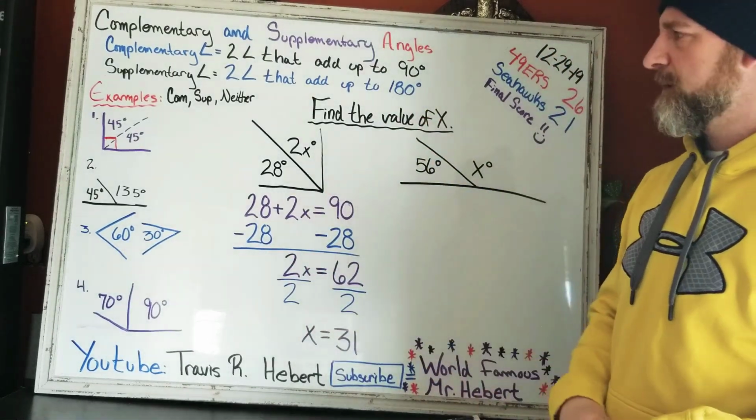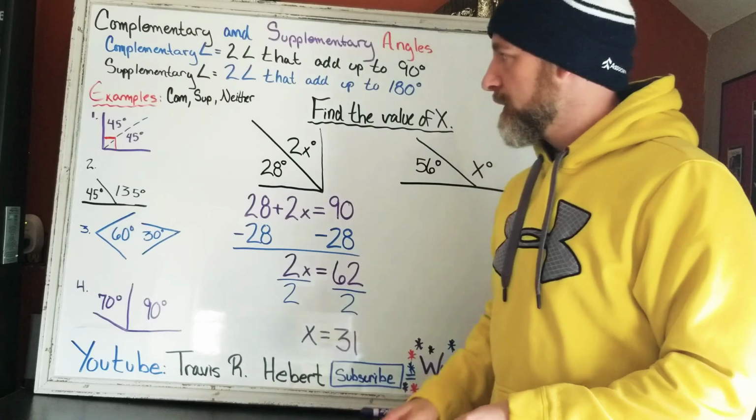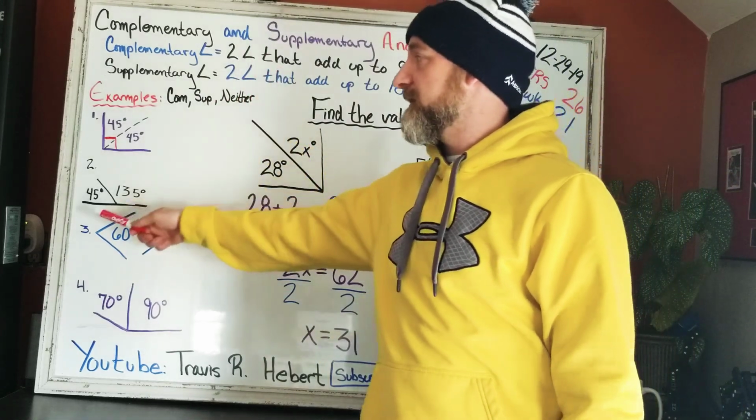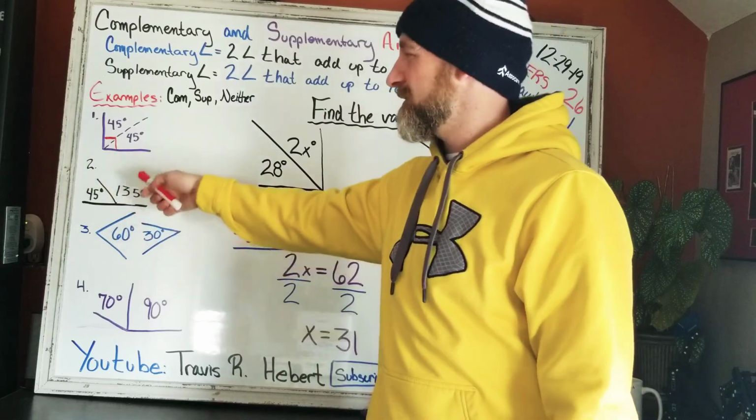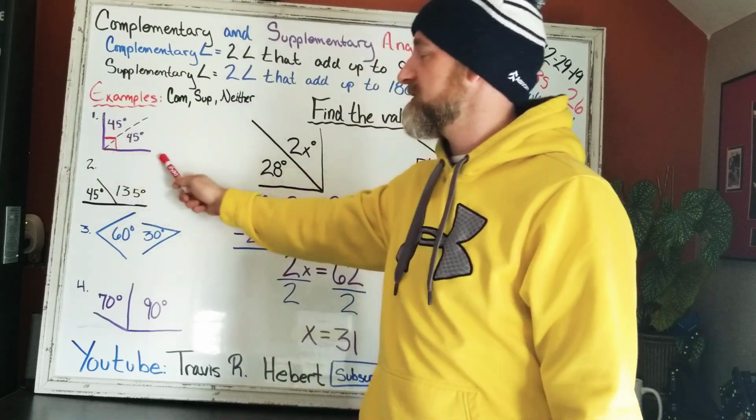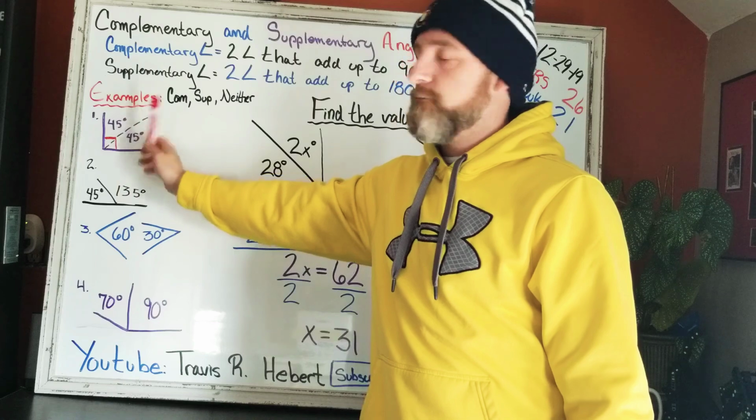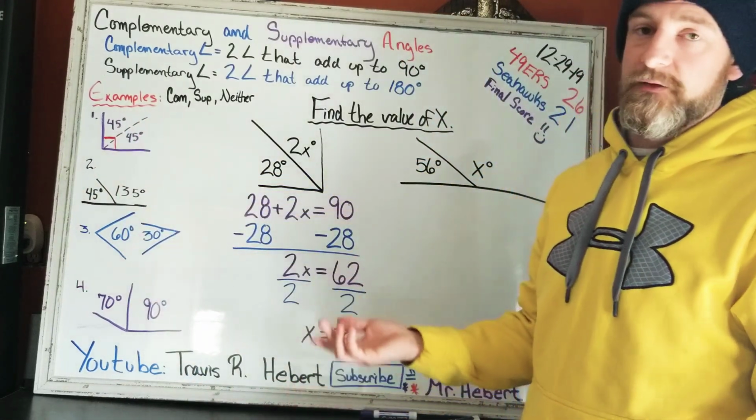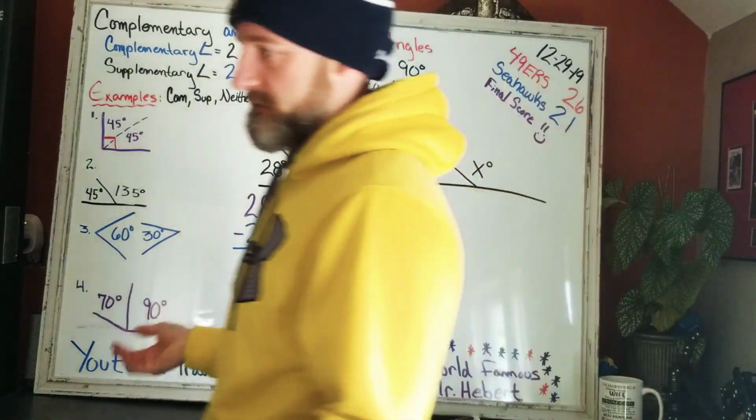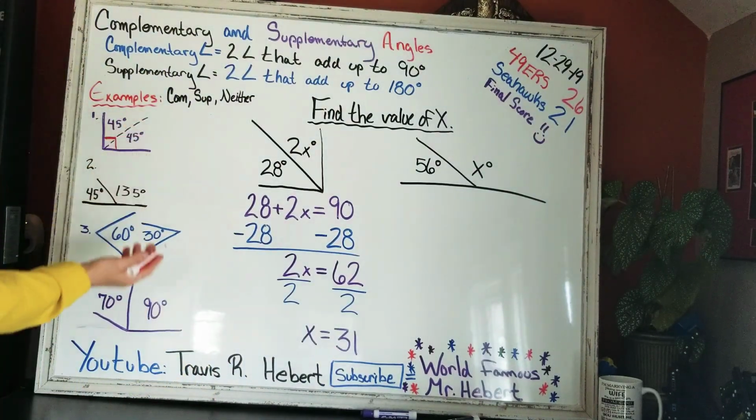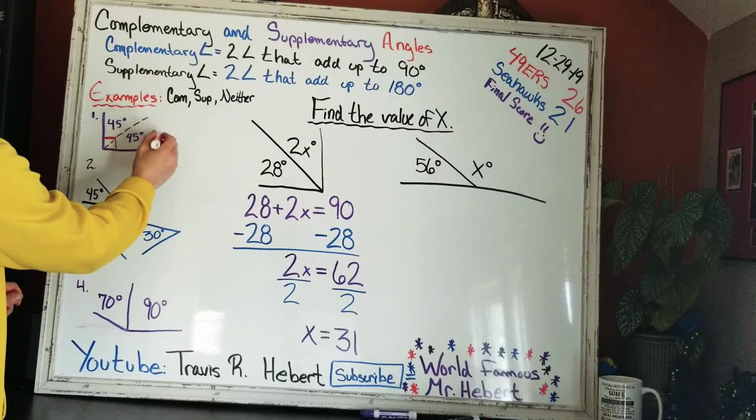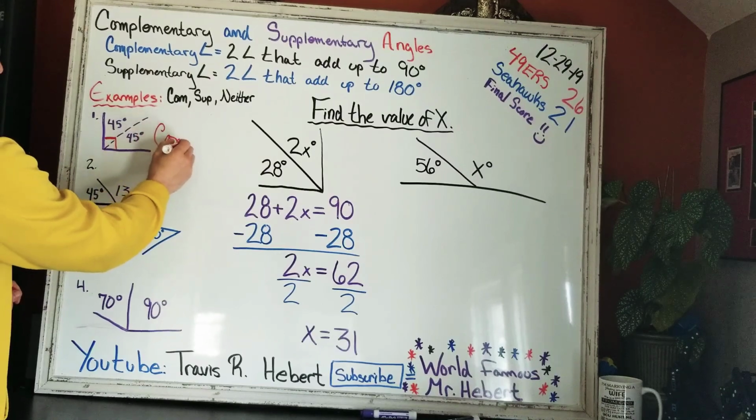So the first couple examples I have, the first angle, you can identify this, 45 degrees and 45 degrees. What type of angle is this already? If you see this, we know that this square will represent that it's a right angle. Right angles all add up to be 90 degrees. So if we have 45 plus 45, that will give you 90 degrees. So this would be a complementary angle.